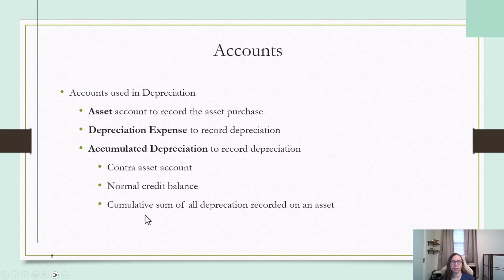And it's the cumulative sum of all the depreciation that has been recorded on a particular asset. In other words, the balance is just going to keep getting bigger until the asset is fully depreciated. And then once it's fully depreciated, you would stop recording depreciation expense and stop recording accumulated depreciation.